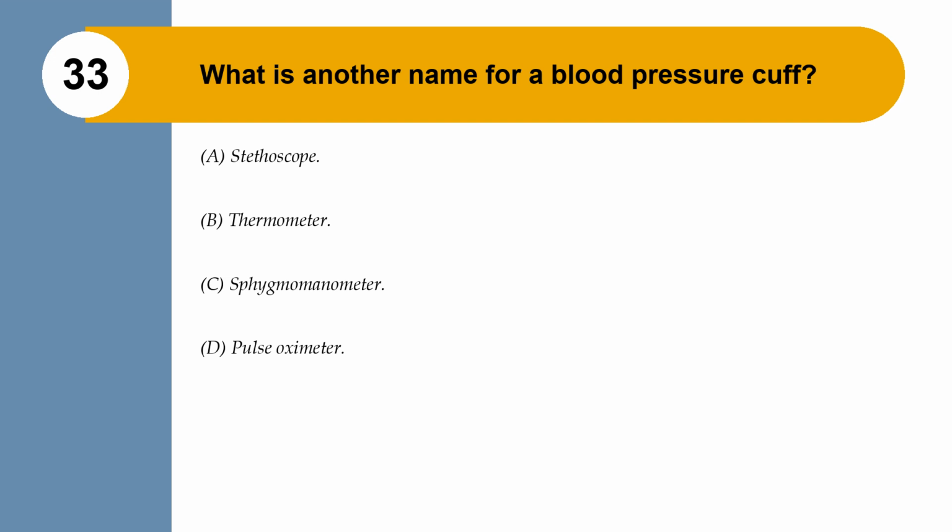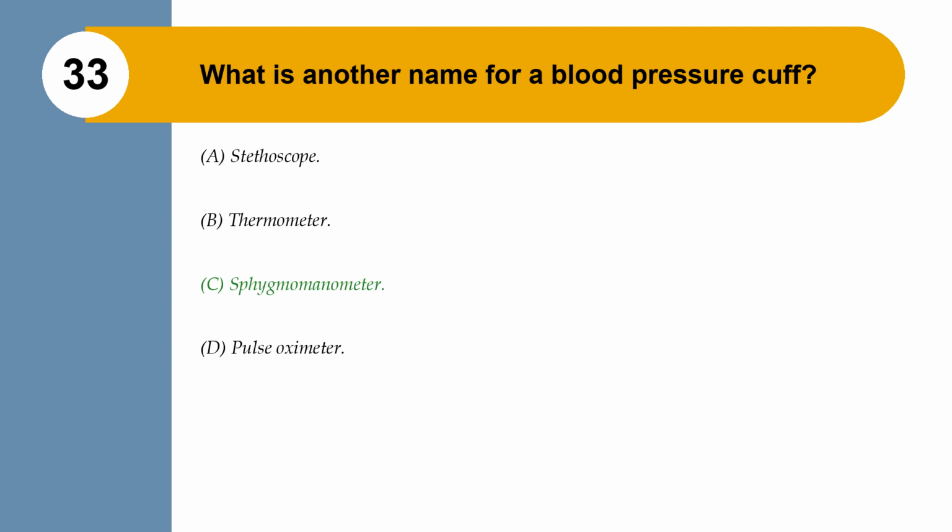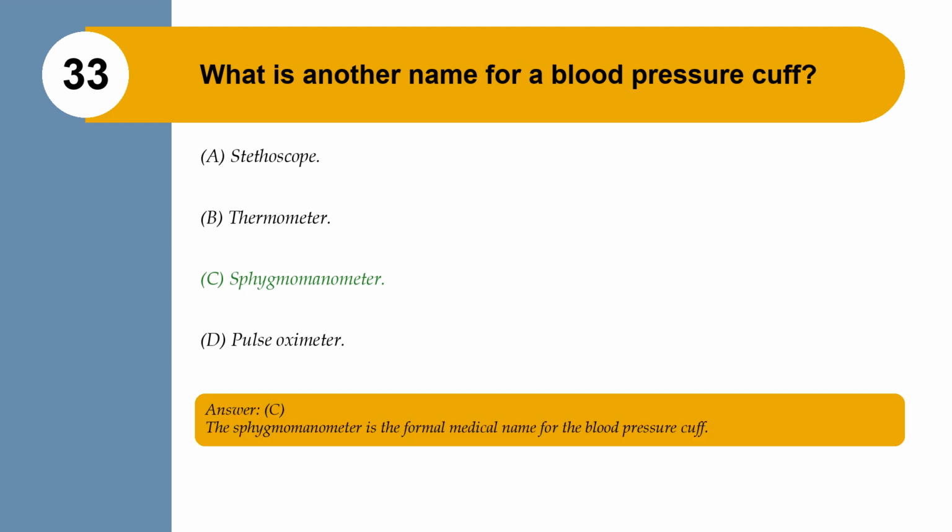Option A, stethoscope. Option B, thermometer. Option C, sphygmomanometer. Option D, pulse oximeter. The correct answer is option C, sphygmomanometer. Explanation. The sphygmomanometer is the formal medical name for the blood pressure cuff.